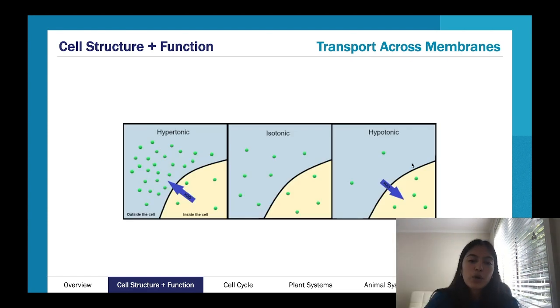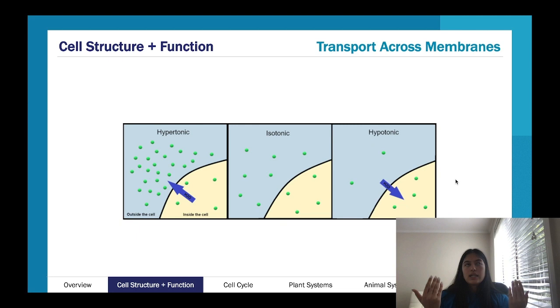If something is isotonic, they're pretty equal. So outside, there's kind of the same amount of solute as inside. Remember, water will still move, but the net movement will be the same. So the amount of water going out is the same going in. Hypotonic, you're probably seeing where I'm going with this. It's the opposite. Hypo, lower. There's a lower amount of solute outside than there is inside the cell. Therefore, we're going to see water come in.